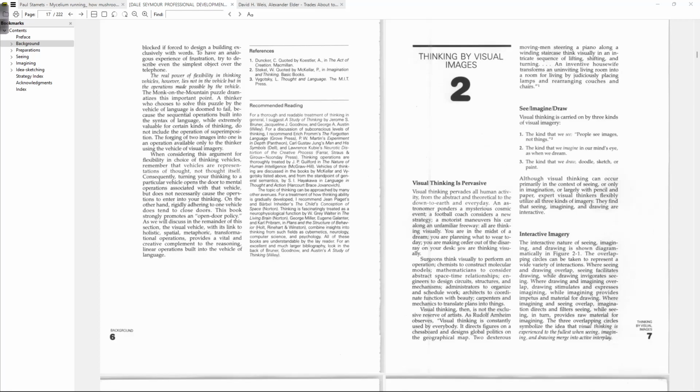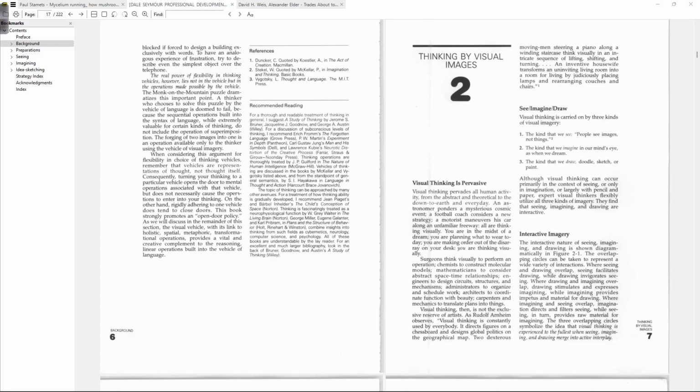Visual thinking is pervasive. Visual thinking pervades all human activity, from the abstract and theoretical to the down to earth and everyday. An astronomer ponders a mysterious cosmic event. A football coach considers a new strategy. A motorist maneuvers his car along an unfamiliar freeway. All are thinking visually. You are in the midst of a dream. You are planning what to wear today. You are making order out of the array on your desk.